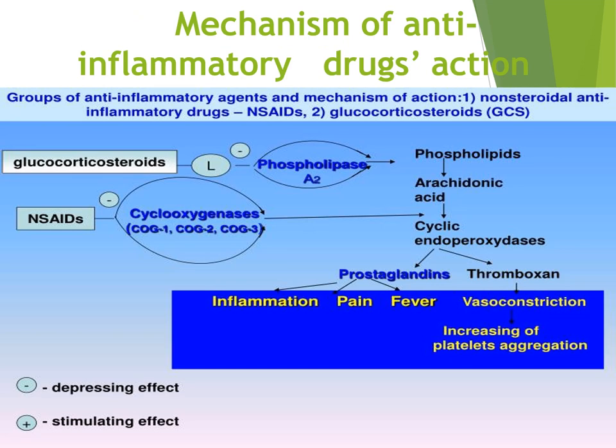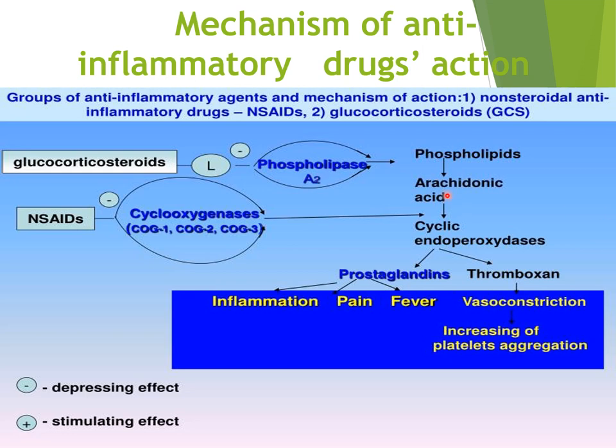The main mechanism of action of anti-inflammatory drugs, especially non-steroidal anti-inflammatory drugs, I'll show to you. You know that the main components of the cell membrane, which is destroyed during inflammation, are phospholipids. Then arachidonic acid is synthesized from phospholipids, and the enzyme which plays the role in this is phospholipase A2.